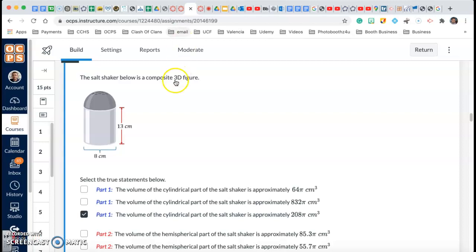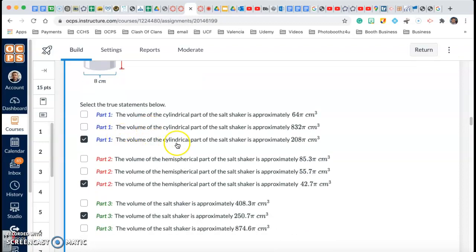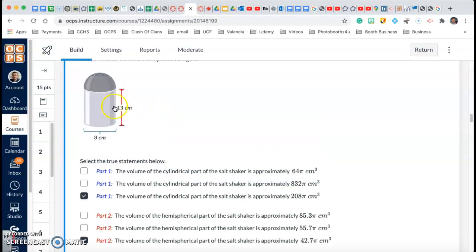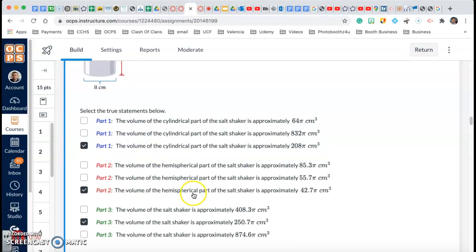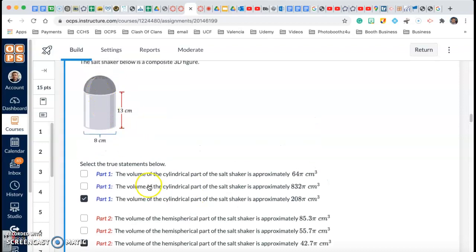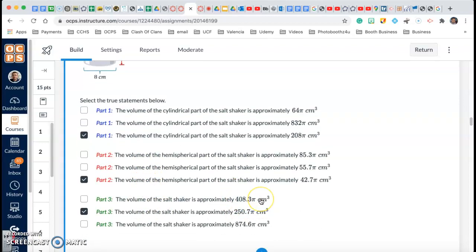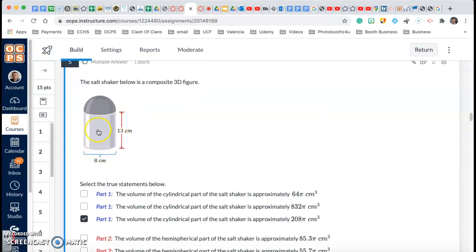Urrego. We're going to find the volume of this composite 3D figure, a salt shaker. We notice the body is going to be a cylinder and the top is going to be a half sphere. So the questions are: find the volume of the cylindrical part, which means the body, the bottom part, and then the hemispherical part, which is the top, and then the complete volume. And everything is going to be in terms of pi. So that's our goal right now, to find the volume in terms of pi of the whole salt shaker in pieces.